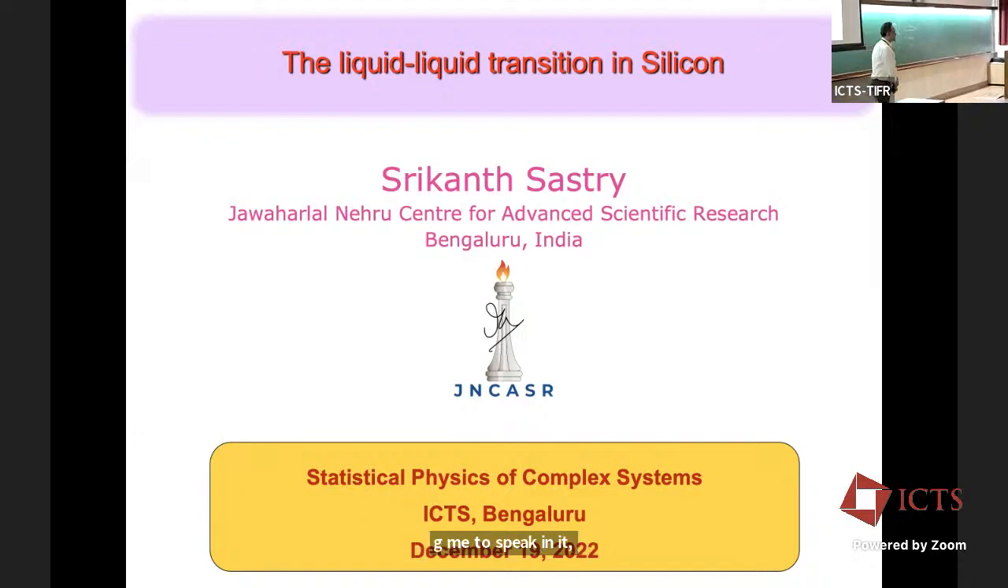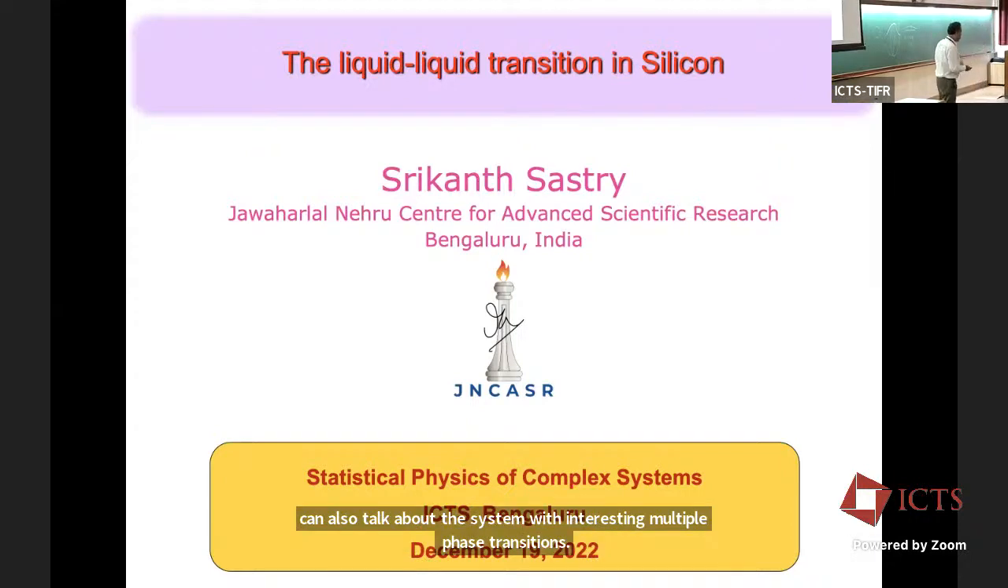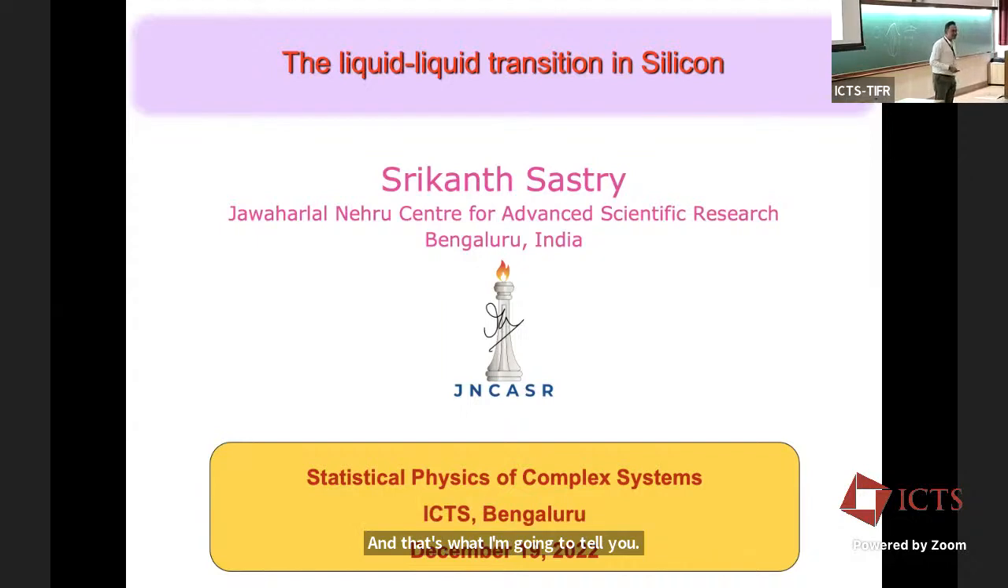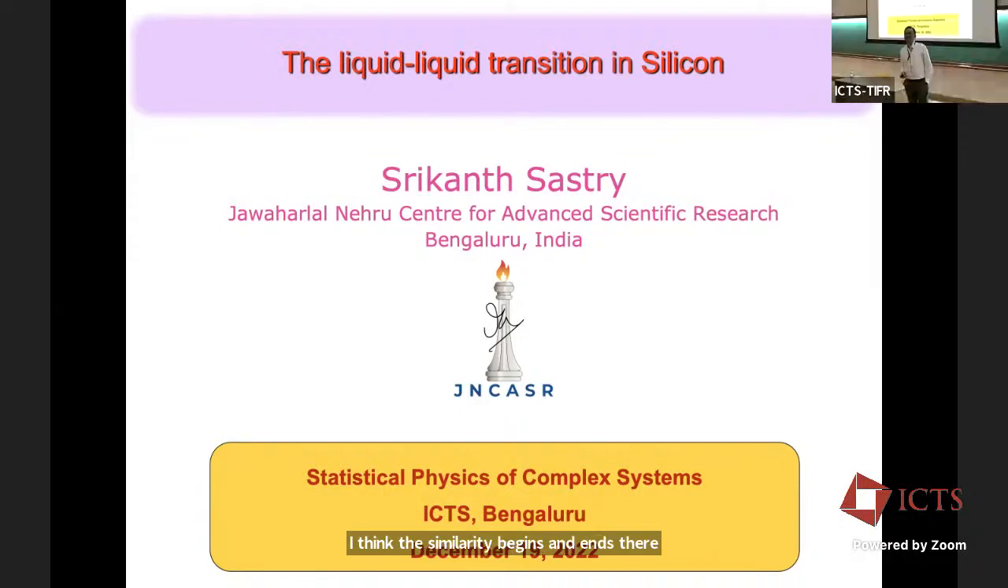In trying to decide what I was going to talk about in this meeting, I noticed that Deepak was going to talk about multiple phase transitions. And I said, okay, that sounds like a good idea. So I can also talk about a system with interesting multiple phase transitions. And that's what I'm going to tell you. I think the similarity begins and ends there. Nevertheless, this is something that we pursued over many years, but more importantly, we've been trying to do something in the recent past. So I thought this was an appropriate topic.